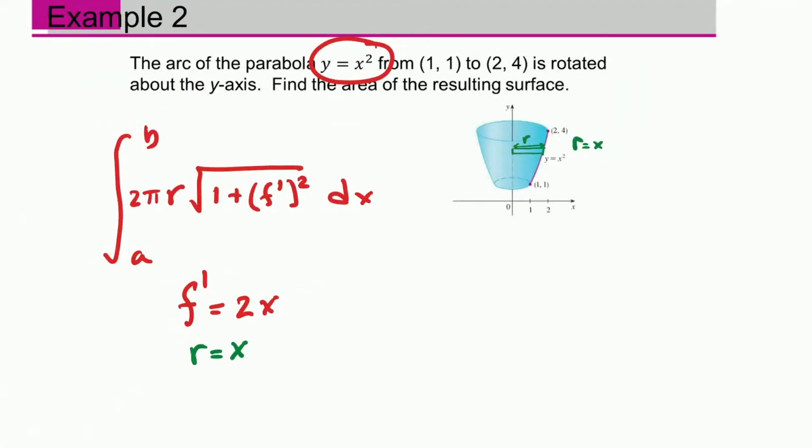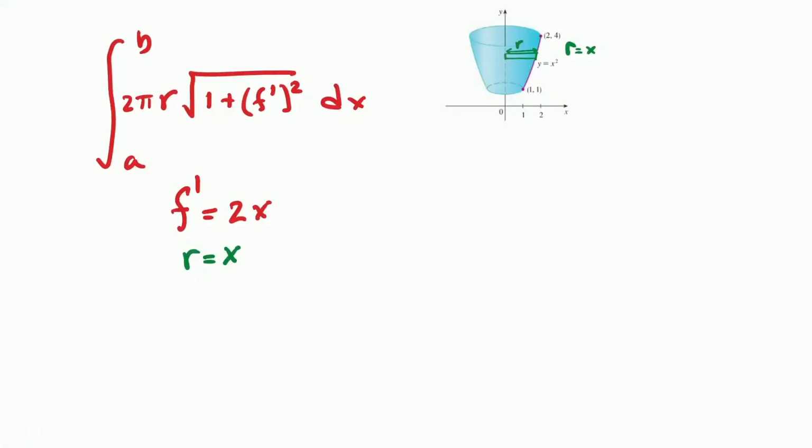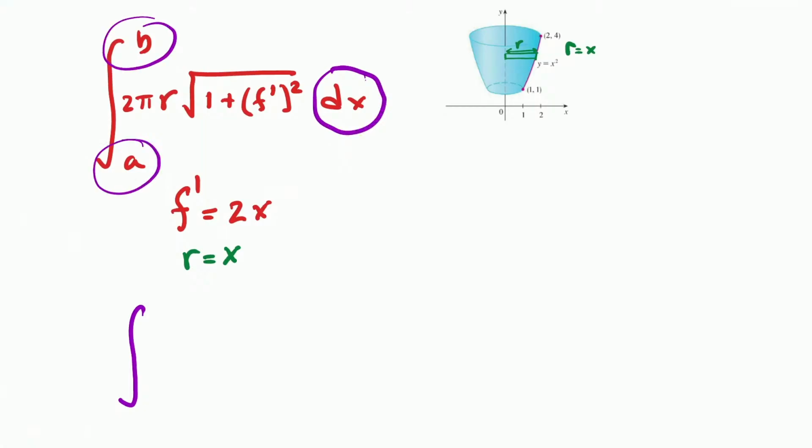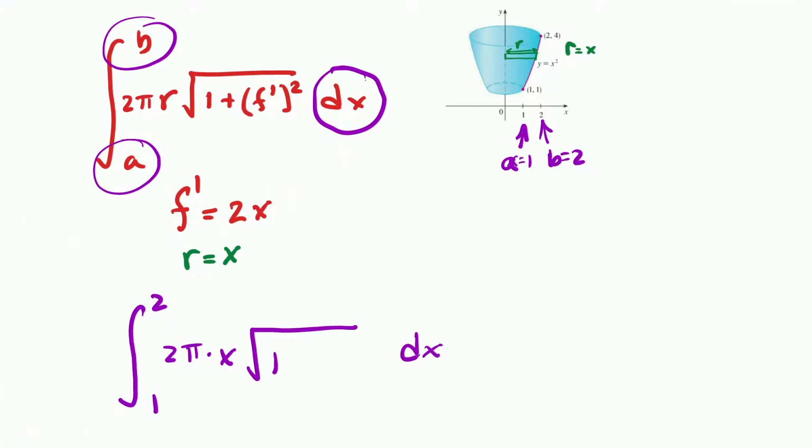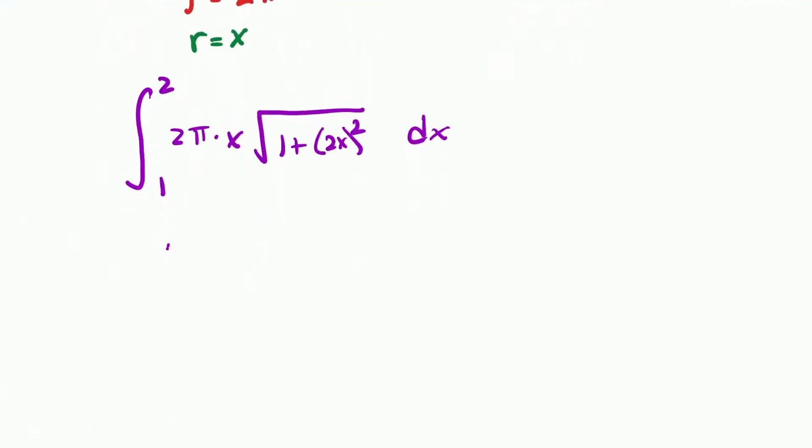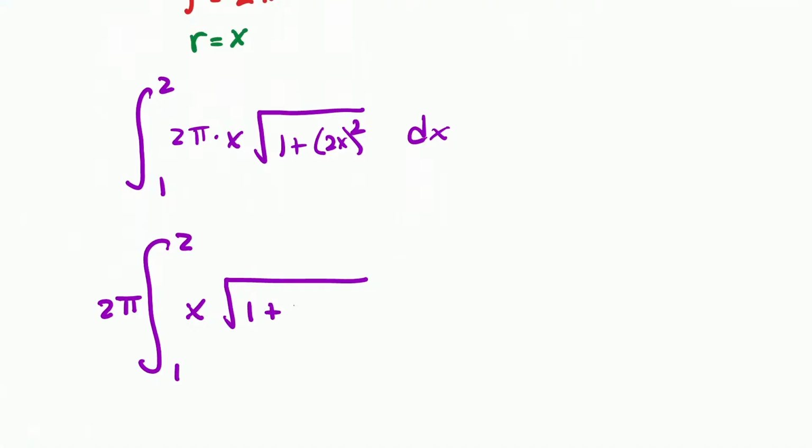So this one actually is super easy. Let's go ahead and do this. So integral, and notice that since this is dx, my a and my b better be values of x, not y. So a is 1, b is 2. We go from 1 to 2 of 2 pi times x times the square root of 1 plus 2x squared dx. I'm going to put my 2 pi out here. So 1 plus 4x squared.